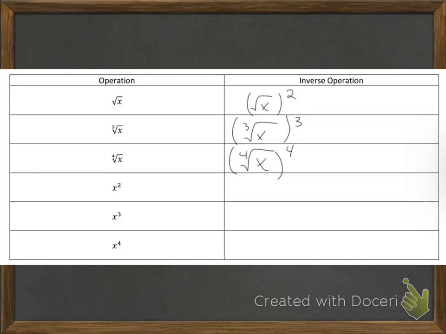Okay, what about x squared? How do I undo x squared? I need to take the square root. I need to undo x to the third by taking the third root, and I undo x to the fourth by taking the fourth root.